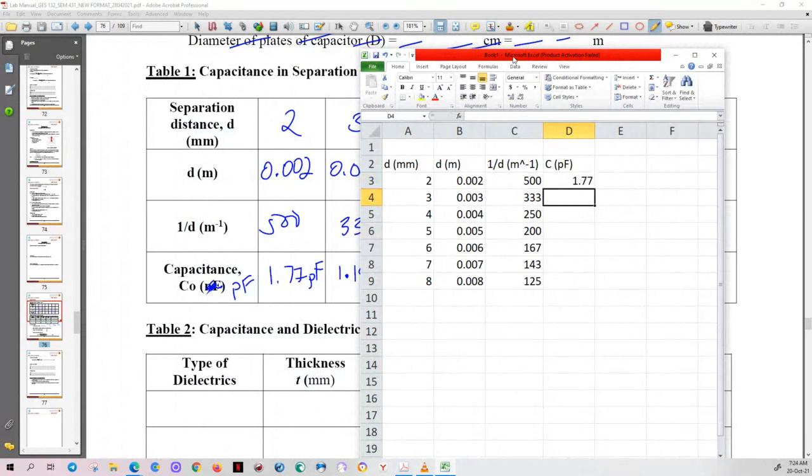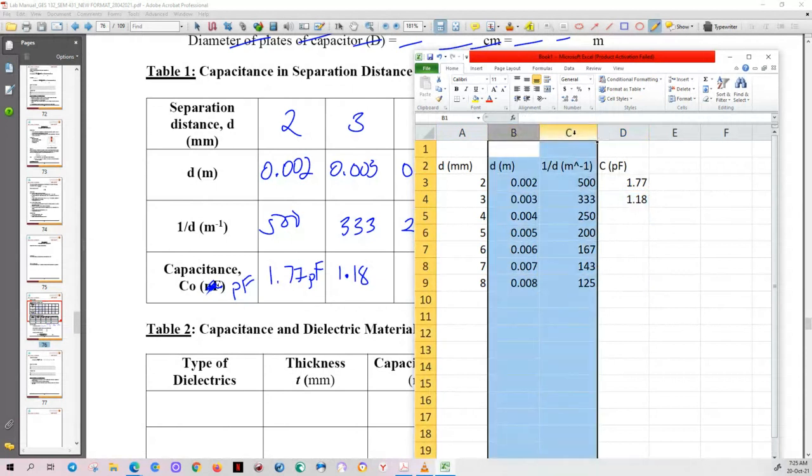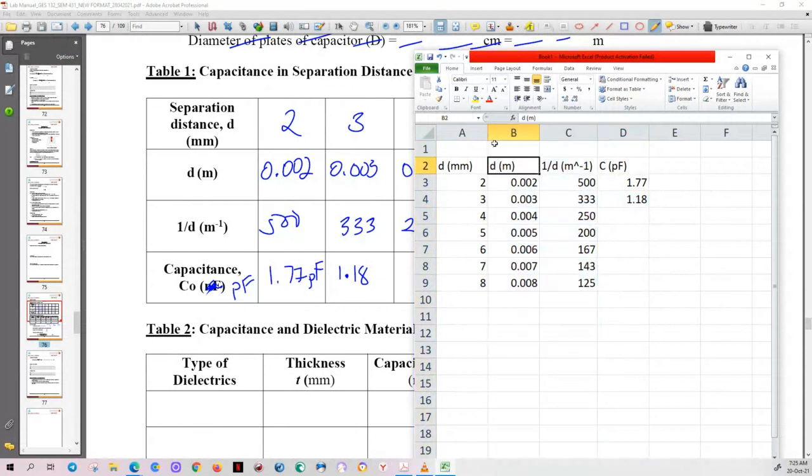And when the separation distance is 3 millimeters, 1.18. You can, of course, again complete the data so you can graph the whole data set here. But for me, 2 points will give me enough line to get the slope. I'm just gonna label it.